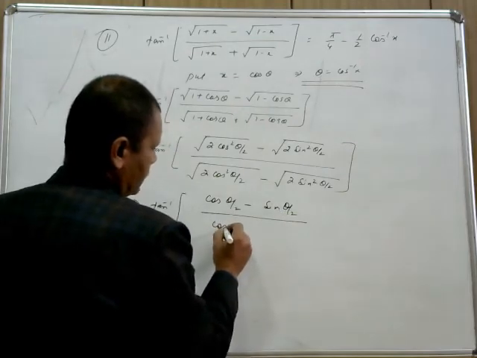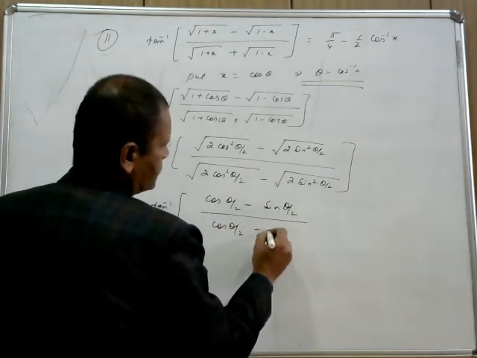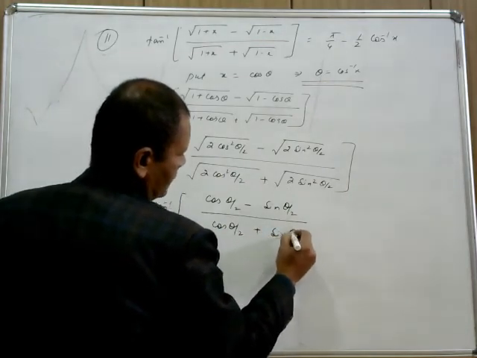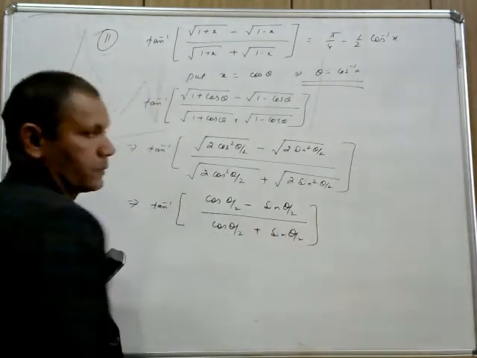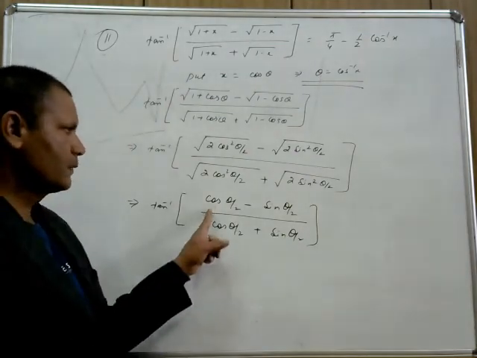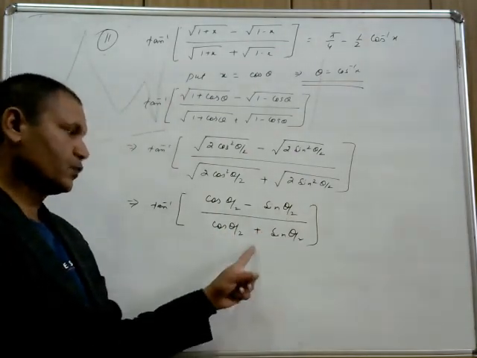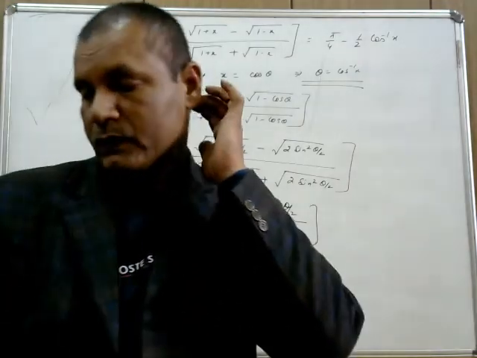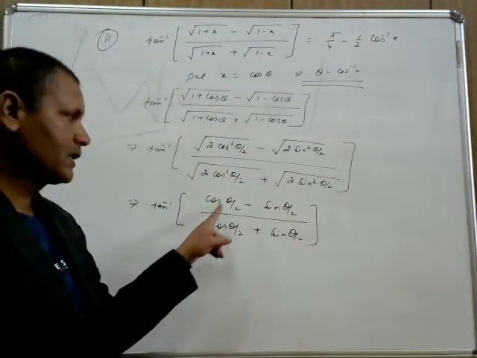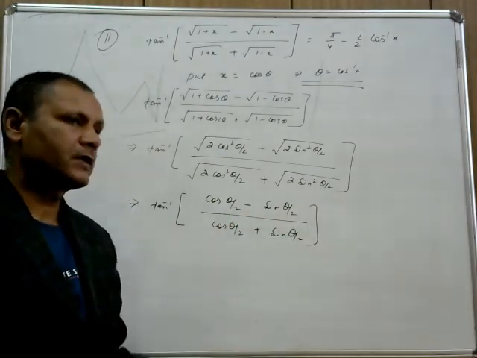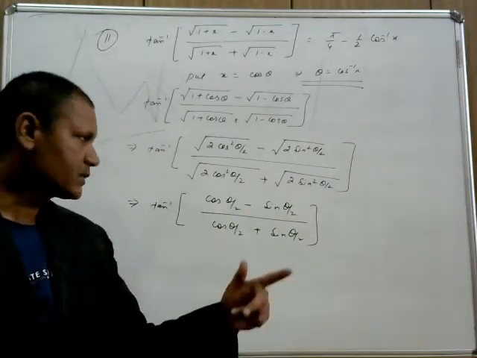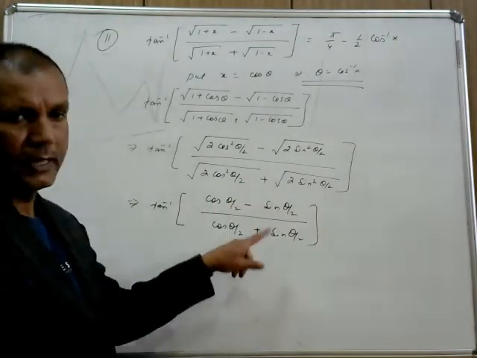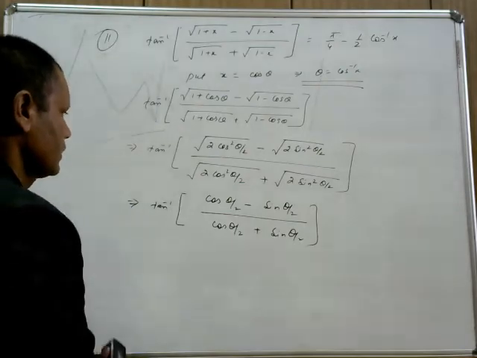And here I will get cos theta by 2 minus sin theta by 2 over cos theta by 2 plus sin theta by 2. Now if you remember, I have done one question earlier, tan inverse of cos theta minus sin theta upon cos theta plus sin theta. What to do? Divide each term by what? Cos theta by 2. Divide numerator and denominator by cos theta by 2.